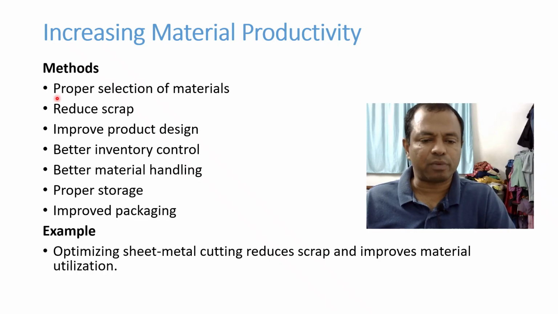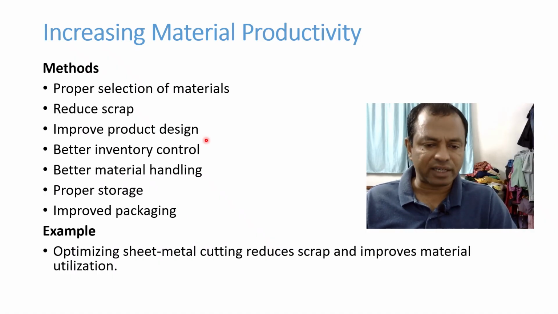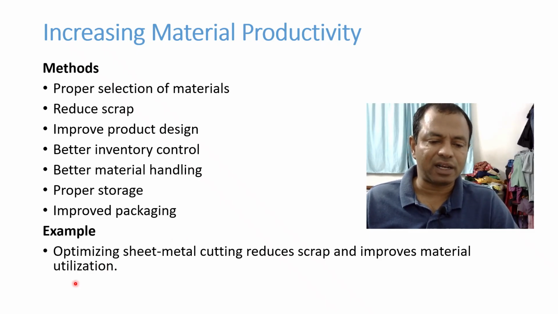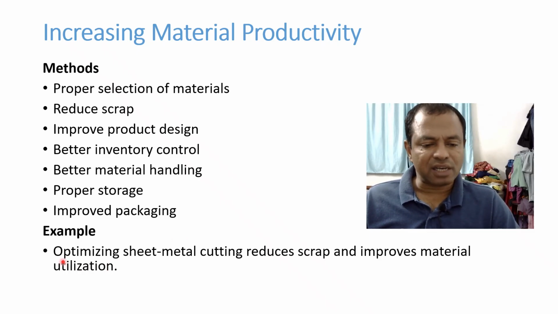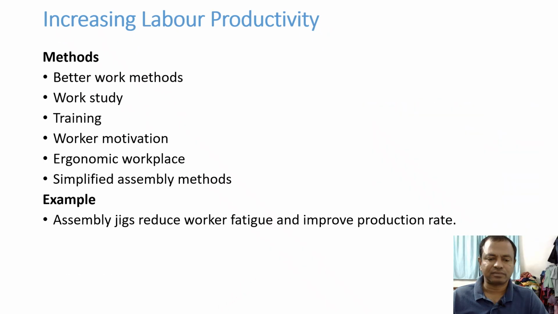The methods are proper selection of materials, reduce scrap, improve product design, better inventory control, better material handling, proper storage, improved packaging. Then naturally productivity will increase. For example, optimizing sheet metal cutting reduces scrap and improves material utilization.